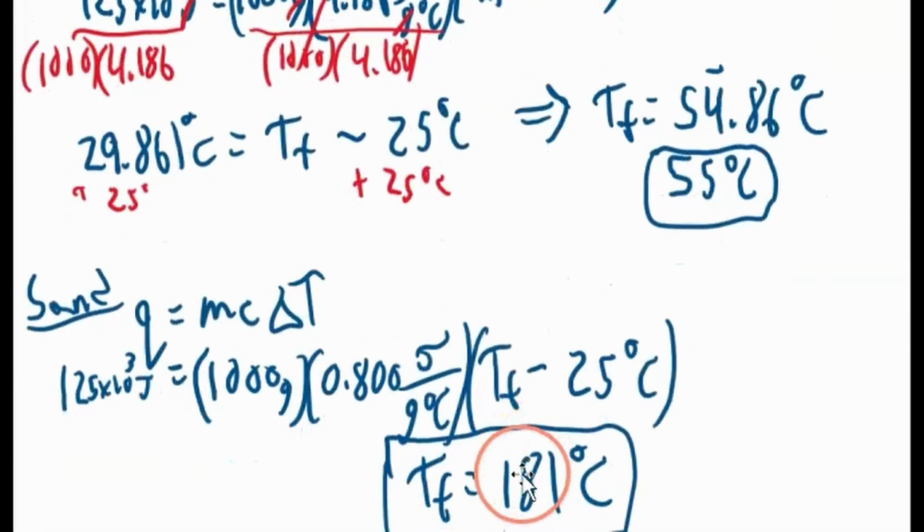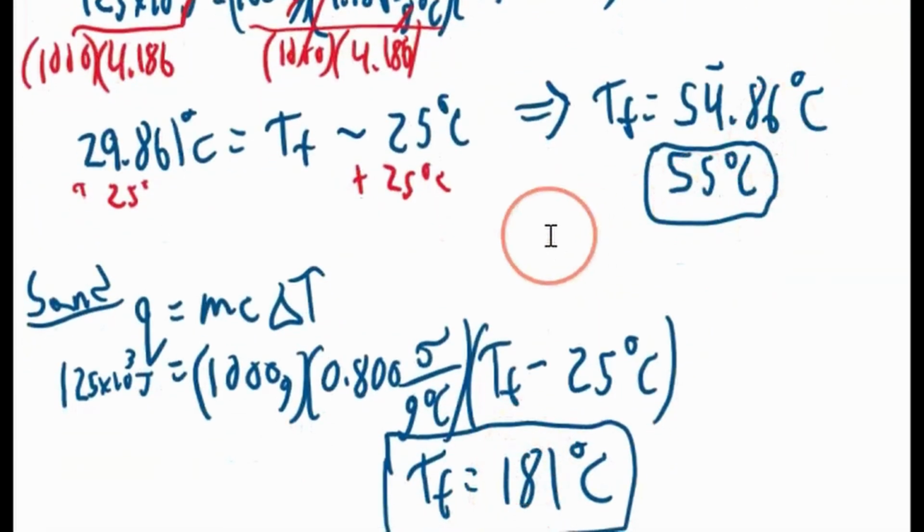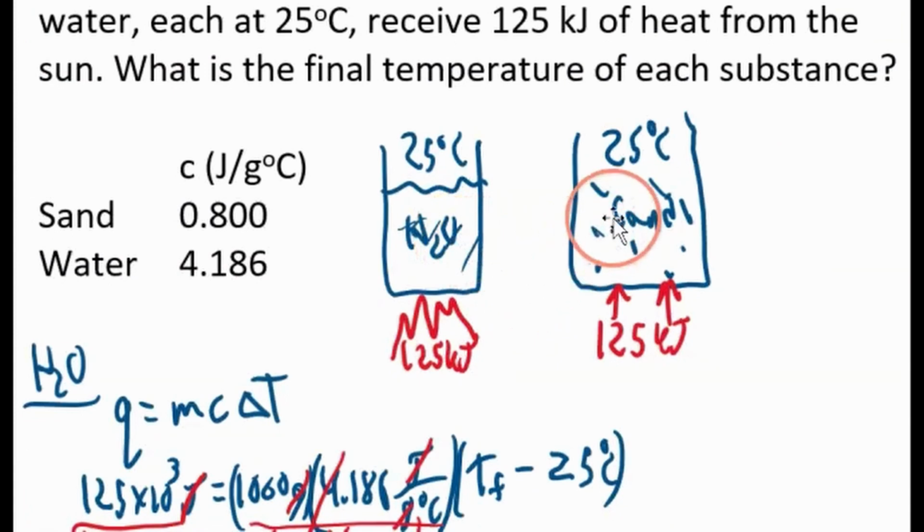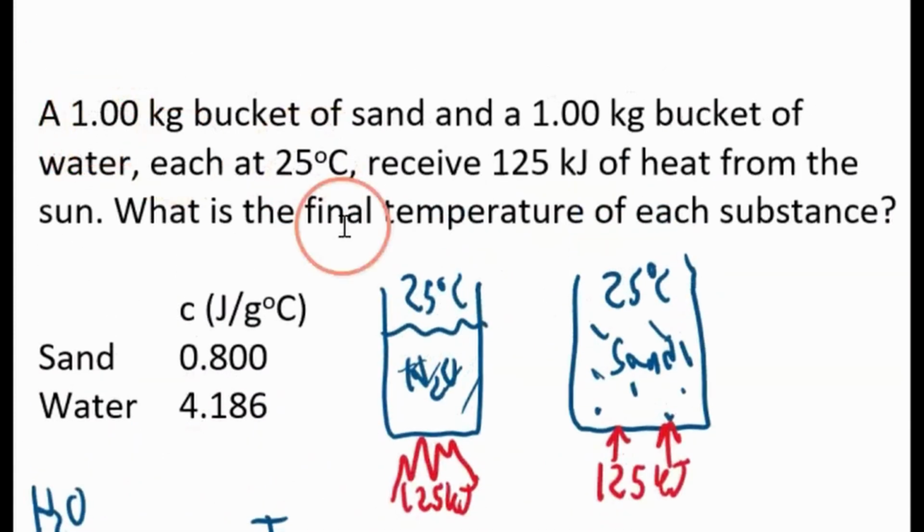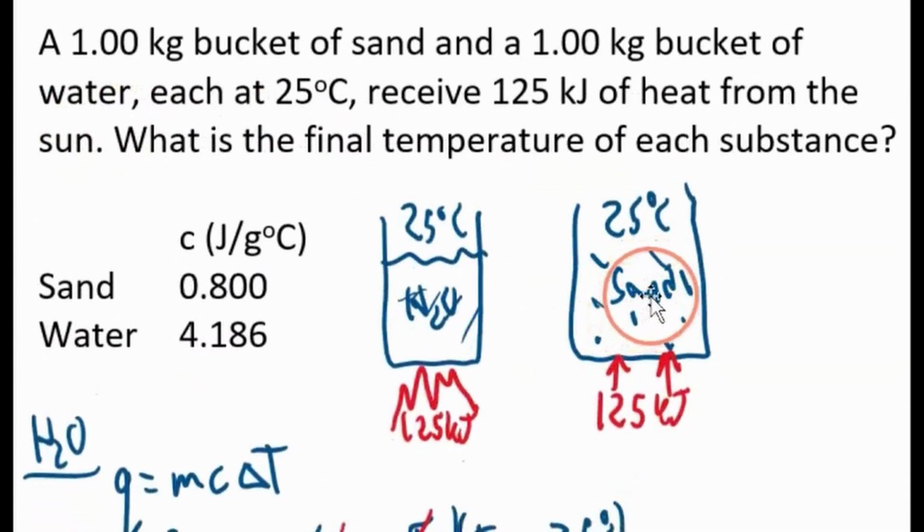The sand is a lot hotter than the water. And if we look at this here, the same amount of sand, so 1 kilogram, will be significantly hotter than water, even though both of them get heated by the same amount of energy. The same amount of heat transfer goes through, but the water doesn't heat up as much because it has a higher heat capacity. So that's pretty cool.